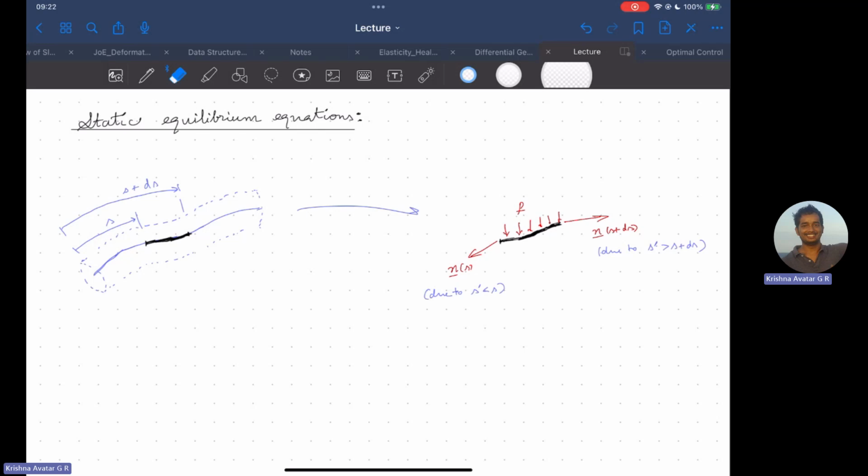Then the other thing that we have is the moments. Some moment we have here, we'll call it m vector of s, is the internal moment. And from this side, it will be m vector s plus ds. And likewise, we'll have some local distributed moment called q vector of s.